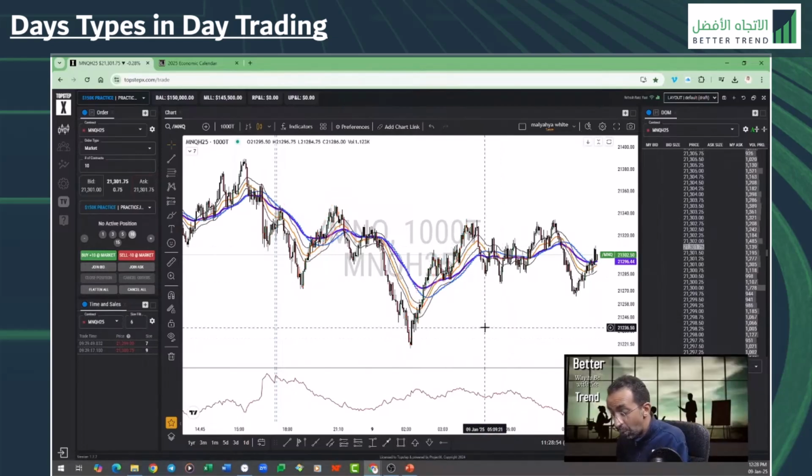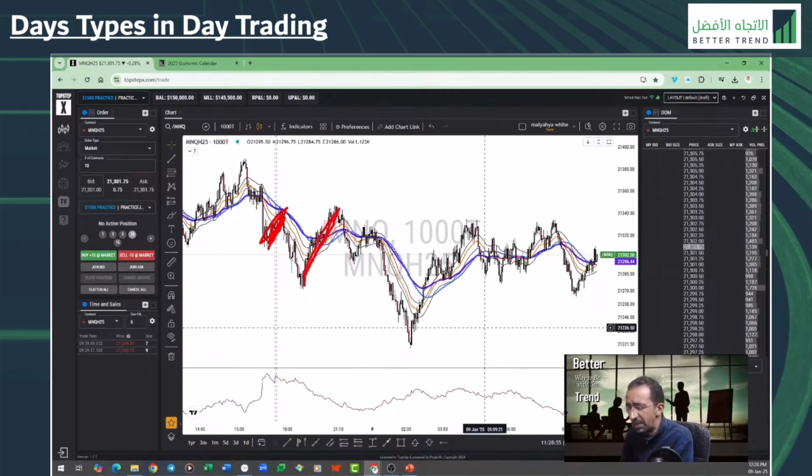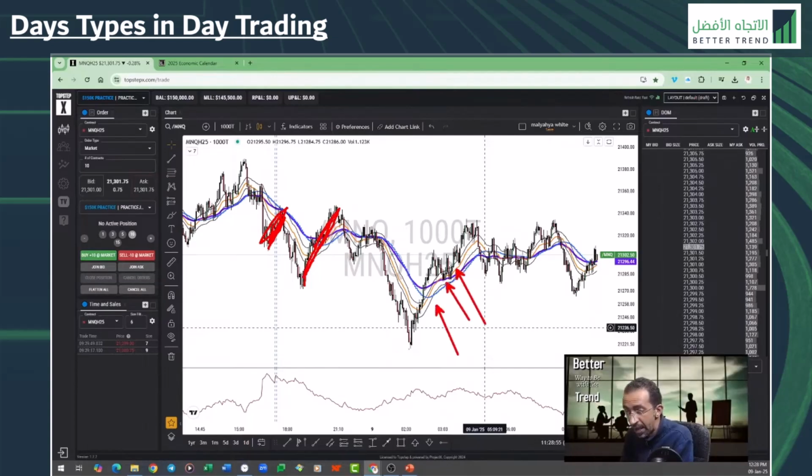So what is the definition of a full direction? I don't call this a direction. This is just a pullback. This one was only a pullback, a strong one, but still a pullback. This one is not a pullback. Why? Because we have pullback and continuation.